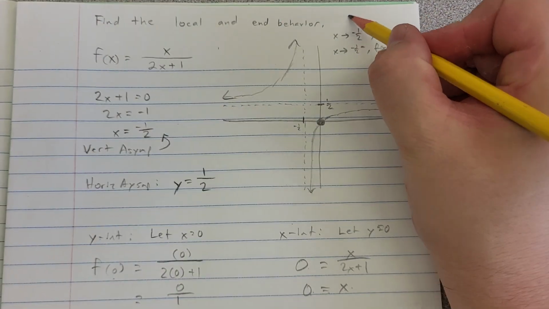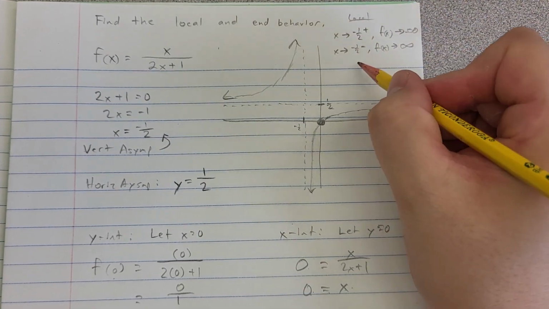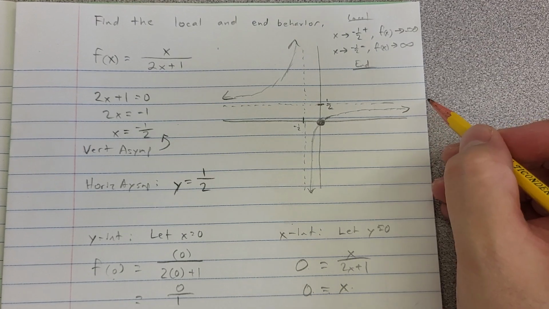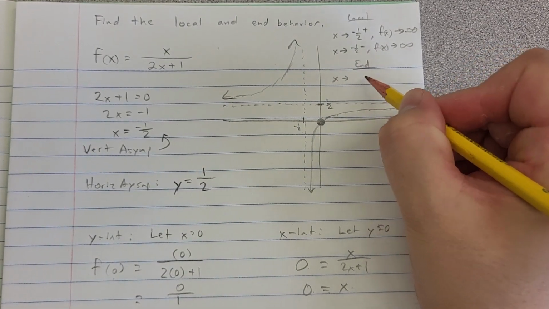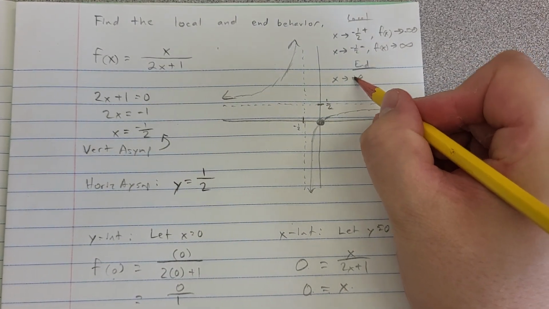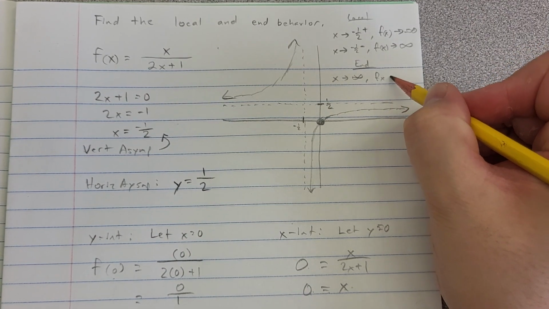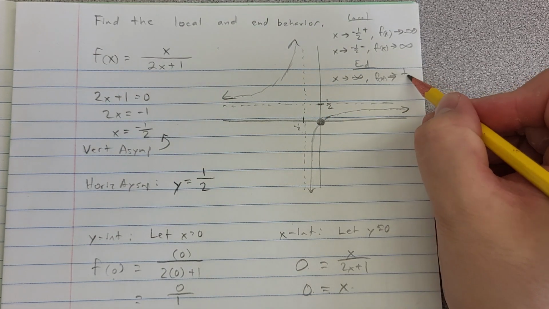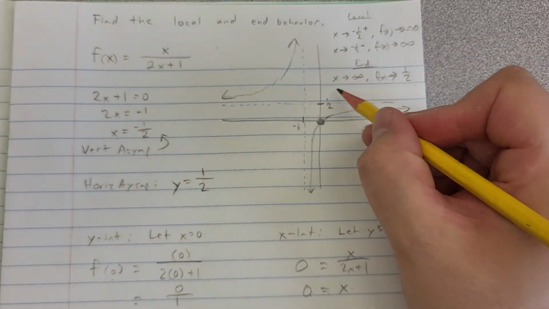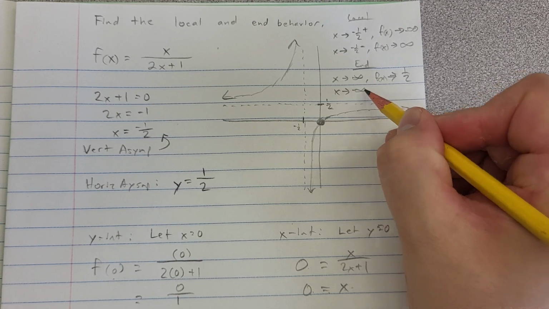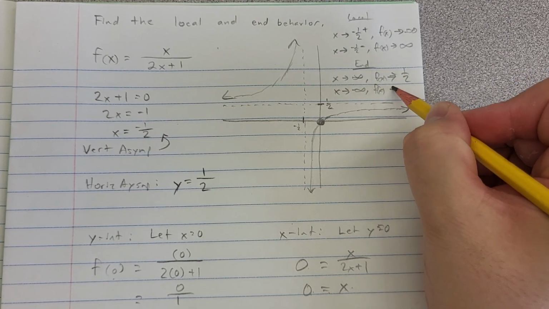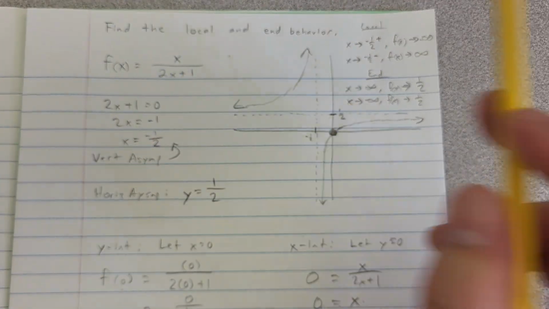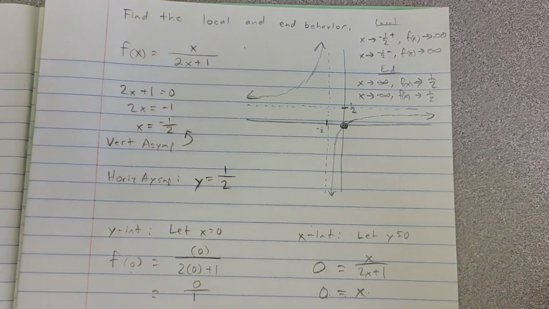So that's the local behavior. The end behavior is out here and out here. And as we can see, as x approaches positive infinity, f of x approaches the 1/2. Same thing on the other side. As x goes to negative infinity, f of x goes to 1/2. And so that's how that works. That's how we find the local and end behavior. At least that's how I do it on this one.